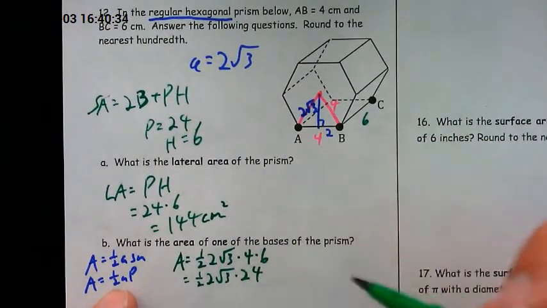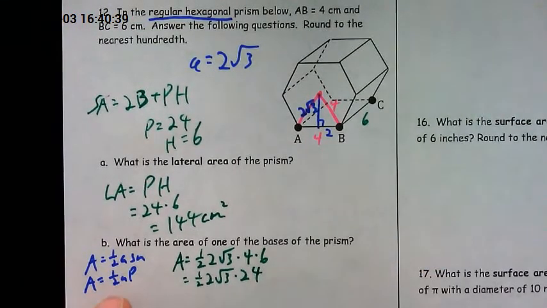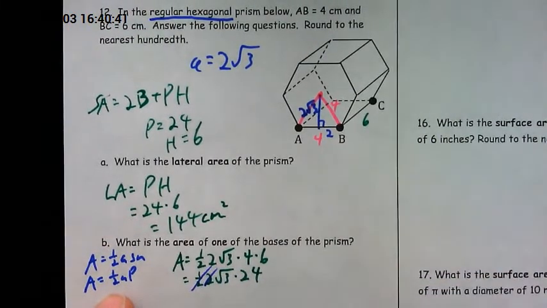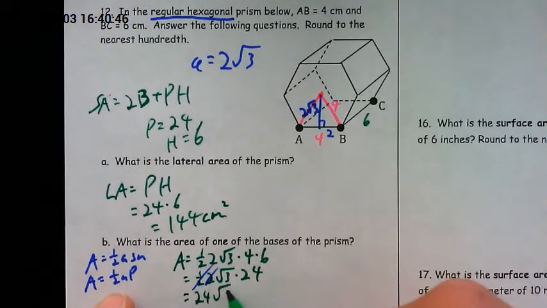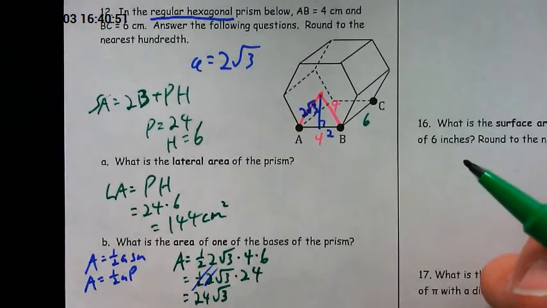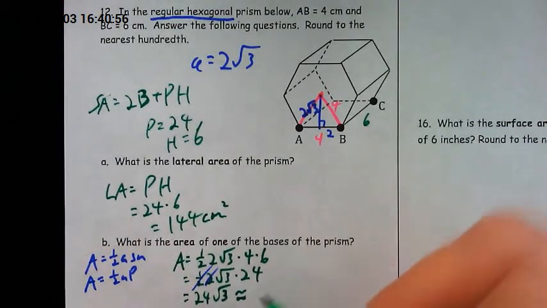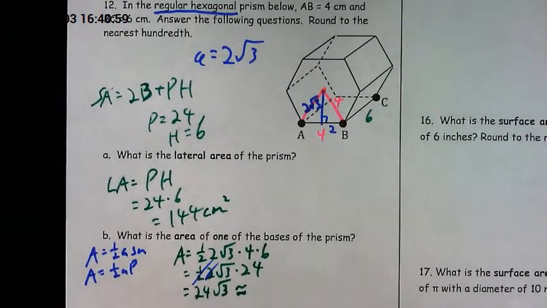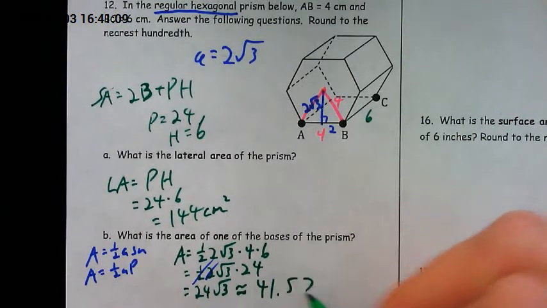No matter which way you do it, the 1/2 and the 2 can cancel off. Half of 2 is just 1. So now we have 24 times radical 3. If we wanted an exact value, that'd be it. But it doesn't ask us for an exact value. It asks us to round to the nearest hundredth. So we're going to have to multiply that out. 24 times the square root of 3 is 41.57.